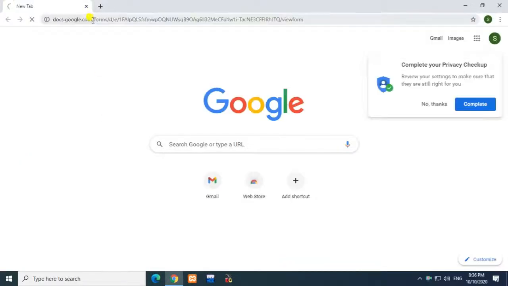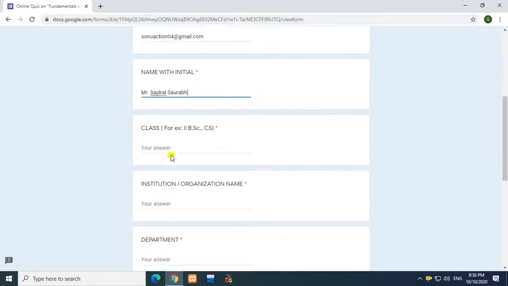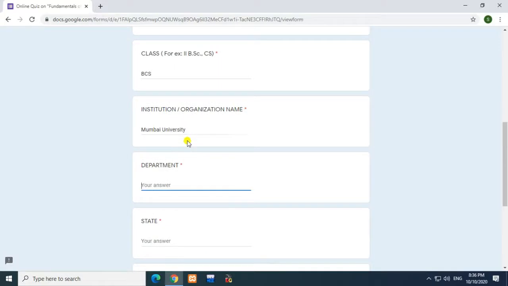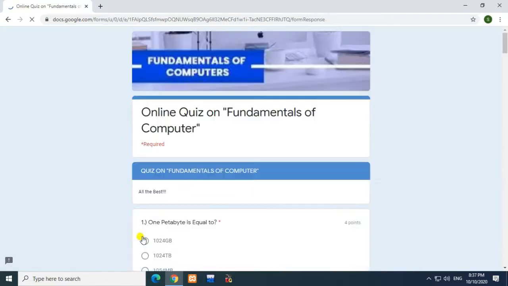Online quiz on fundamentals of computer. Enter email address. Enter name with initial. Enter class. Enter institution, organization name. Enter department. Enter state. Enter country. Enter mobile number.